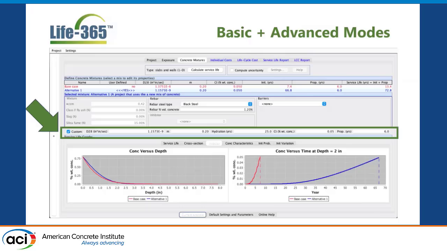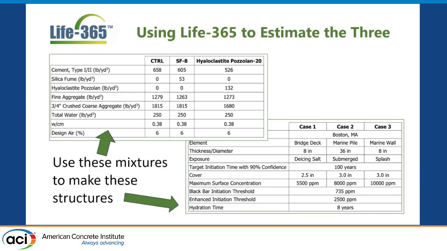The third, I think it's kurtosis, is the third. First is the average, second is the variance, and the third is kurtosis, how asymmetric they are. Okay, so to give you an idea of how I use this data for Life-365, I had to convert all of these parts per million numbers into percentages because Life-365 does percent weight of concrete. So it's a straightforward calculation.